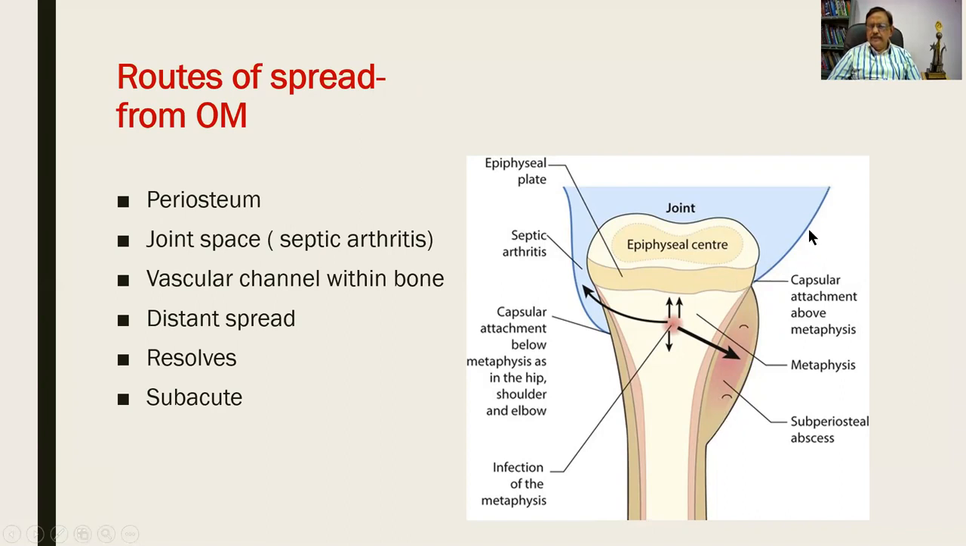In the joint, you find the capsule is intact at the epiphysis, so the infection is not able to penetrate. But in some places, such as the shoulder joint, it can come below the articular surface, as a result of which the infection can comfortably spread into the joint space, and it produces a septic arthritis. And the infection can invade the blood vessels and go elsewhere also. Periosteum we had seen, infection into the joint space, vascular channels within the bone wherein it can spread, distant spread to any other organ.